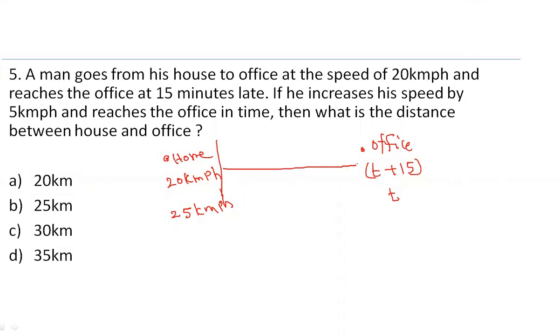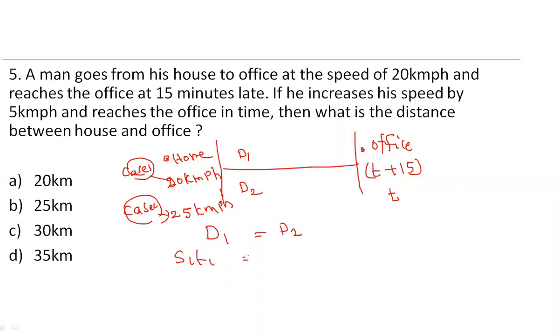So what is the distance between house and office? In case 1, this can be case 1 values, guys. And this can be case 2 values. So in case 1, you have a speed and you have a time. And in case 2, you have a speed and you have a time. So if you have taken the distance in case 1 as d1 and distance in case 2 as d2, you can write d1 equal to d2, which is nothing but s1 t1 is equal to s2 t2.